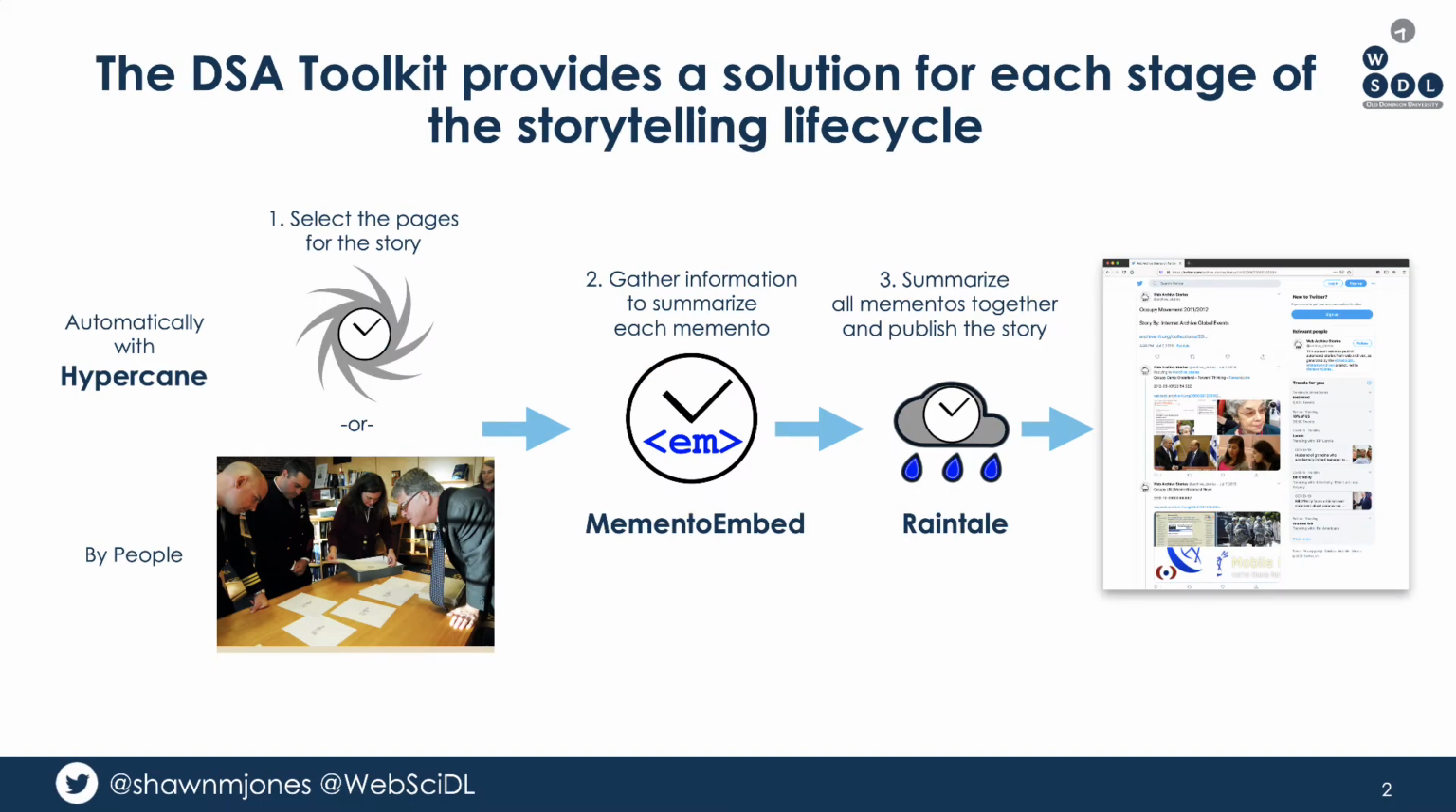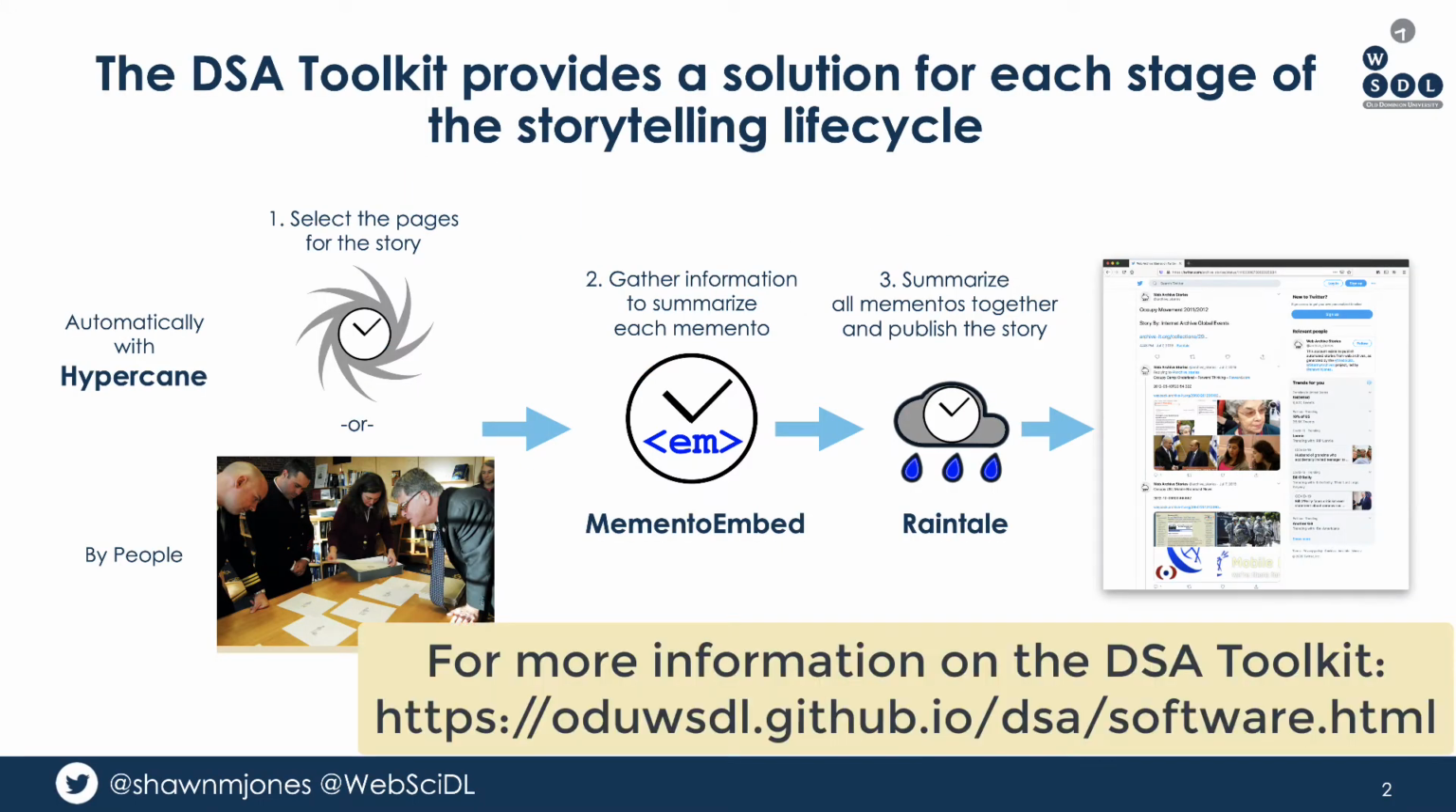Now, the DSA Toolkit provides a solution for each stage of the storytelling lifecycle. One, we select the pages for the story, and we're going to install a tool named Hypercane that does that for us. Two, we're going to gather information to summarize each memento with MementoEmbed. And three, we're going to summarize all mementos together and publish the story. This video is going to be just about how to install these tools. There will be other videos on how to execute and use these tools.